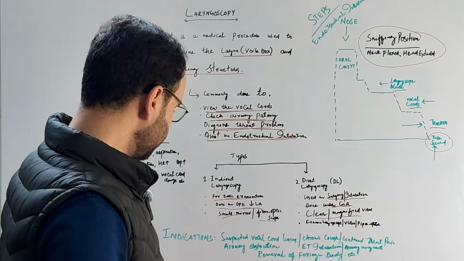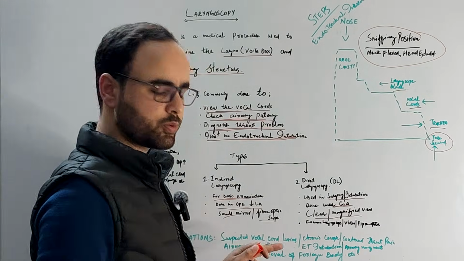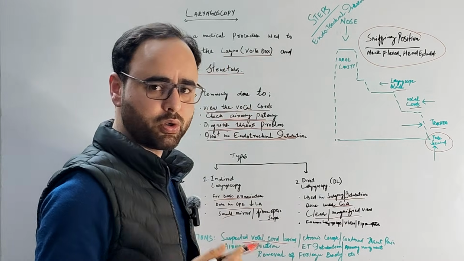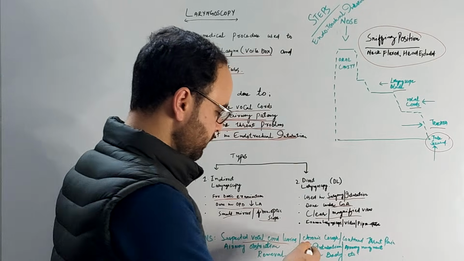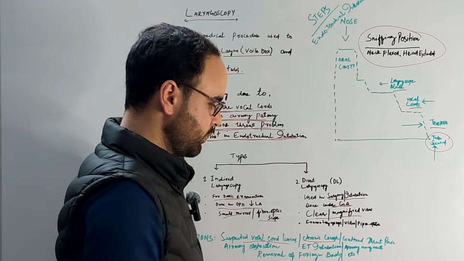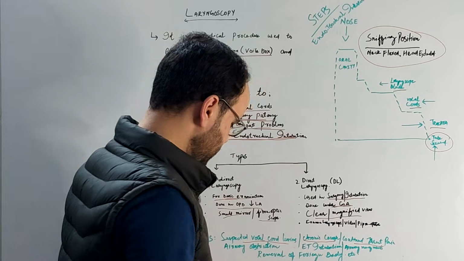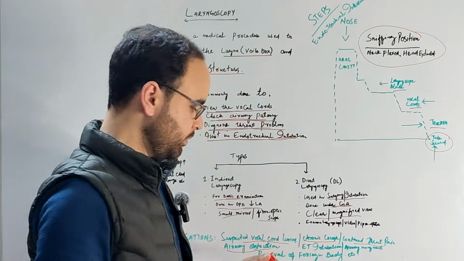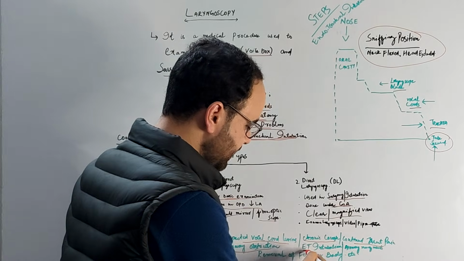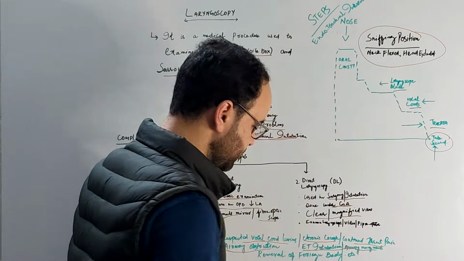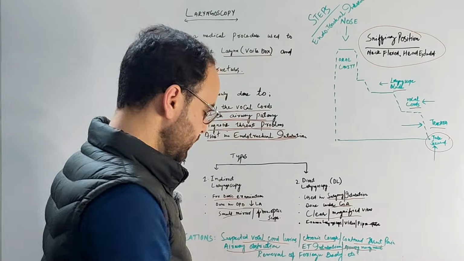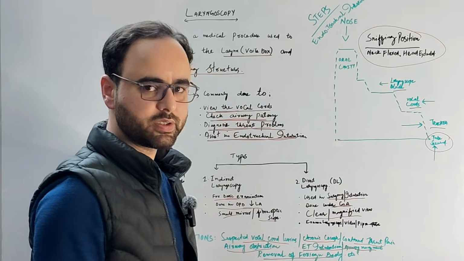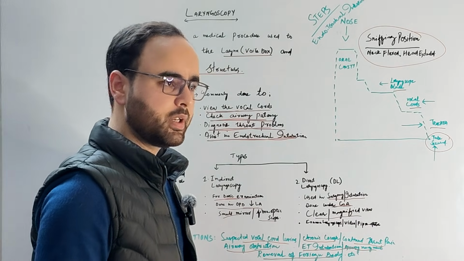Then in the indications, laryngoscopy is done during suspected vocal cord lesions like polyps and nodules. If the patient has continued chronic cough, continued throat pain, or airway obstruction, then laryngoscopy is performed. And of course in airway management or endotracheal intubation, which we commonly call in the OTs, and for the removal of foreign bodies. These are the indications for which laryngoscopy is done.